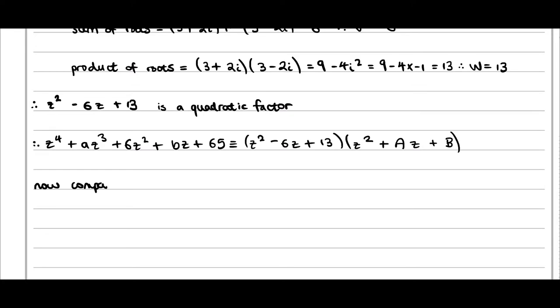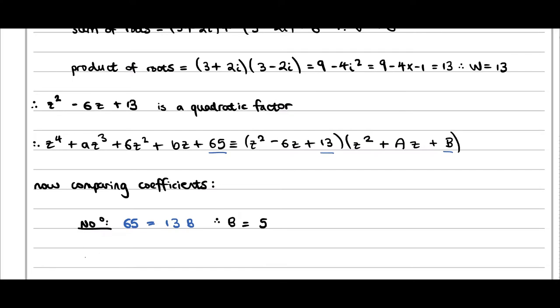Now comparing coefficients, what we have therefore over here, if we compare the numbers, on the left hand side, we'll see that we have 65 of them, and on the right hand side, we have 13 lots of b of them. So we have 65 equals 13b. Of course, we can conclude over here, b is equal to 5.